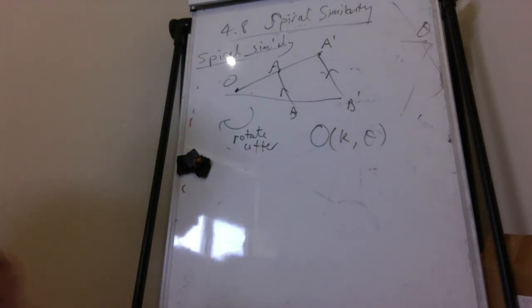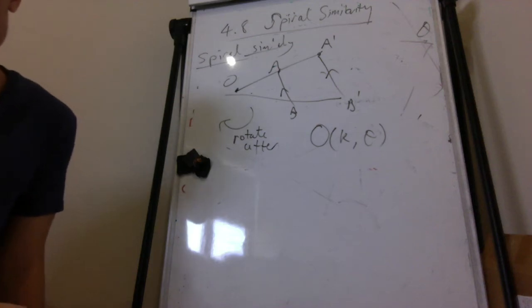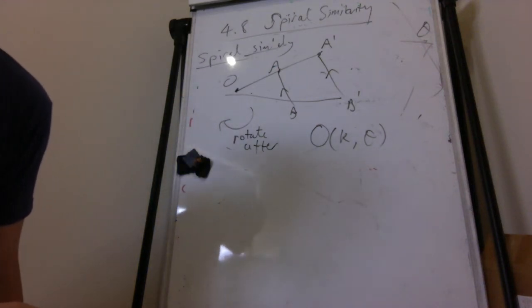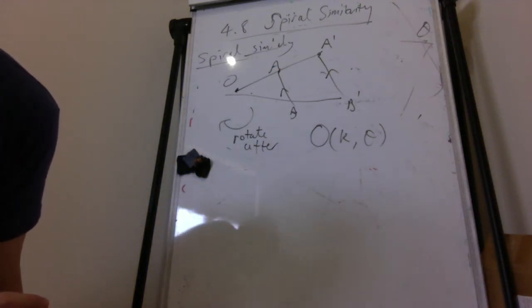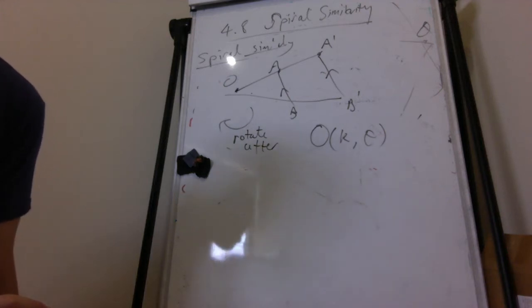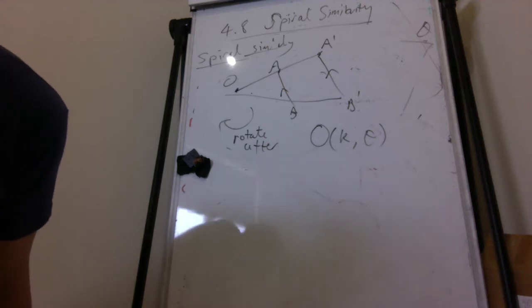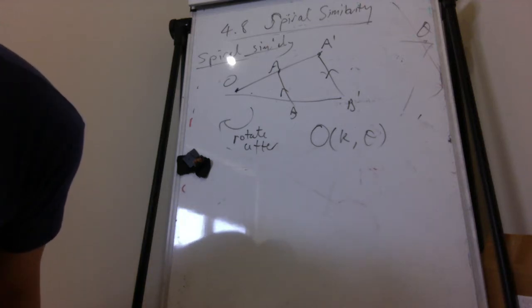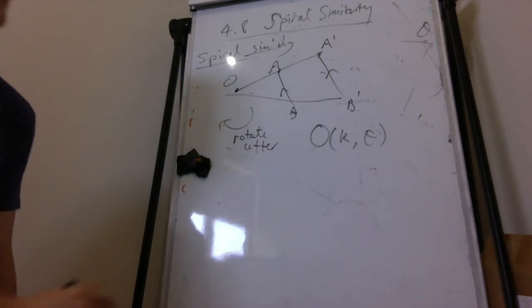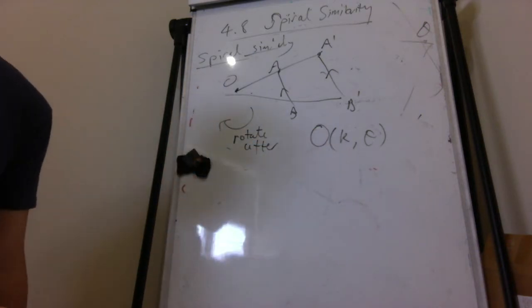Yeah, so this is the diagram for spiral similarity. Okay? But they don't actually say anything about it. So if you do the same ratio K and then you do... yeah, obviously if you let K equal 1, it's just a rotation, right?